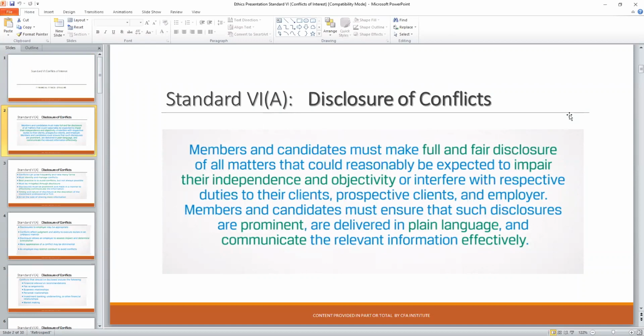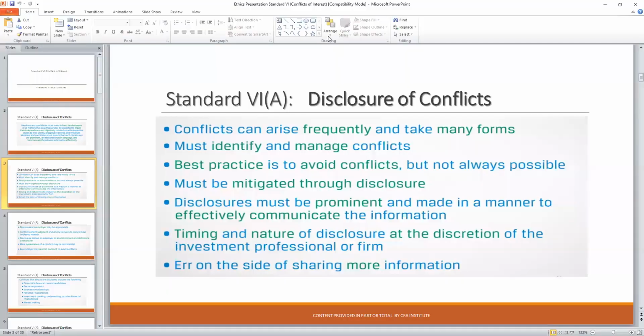So we're going to look at some of the terminology that's in green because those are some of the key words that we'd like to make sure that we have a good understanding of. So what we know is conflicts can arise frequently and can take a variety of forms. So we must identify when that's possible and then manage them. The best practice is to avoid conflicts, but in reality, that's not always possible. So we must mitigate them primarily through disclosure.